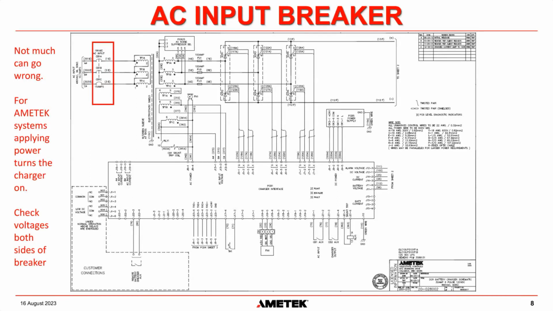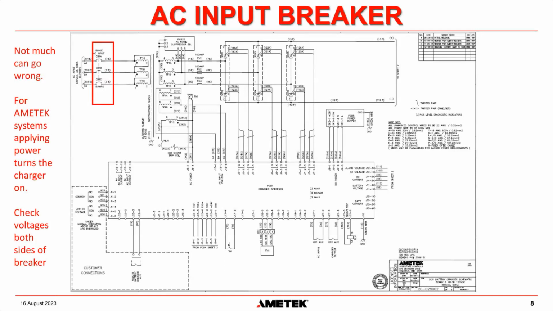But the main thing is, for AMETEK systems, when you apply power to the system, in other words, when you close that AC input breaker and 480 volts is available, the charger should start by itself. We don't have an on-off switch. We don't have an on-off push button. When the charger gets the AC supply that it's looking for, the charger will start to convert the AC into DC pretty much instantaneously.